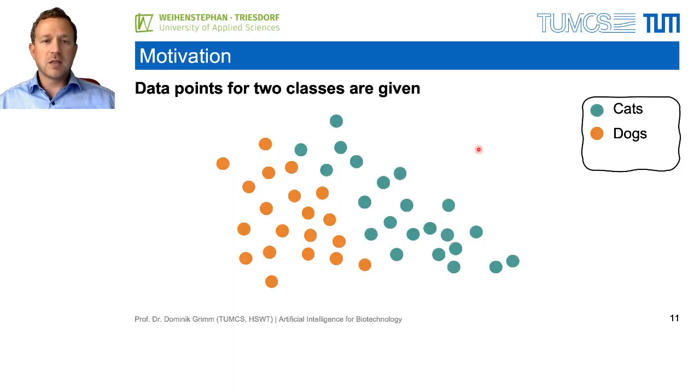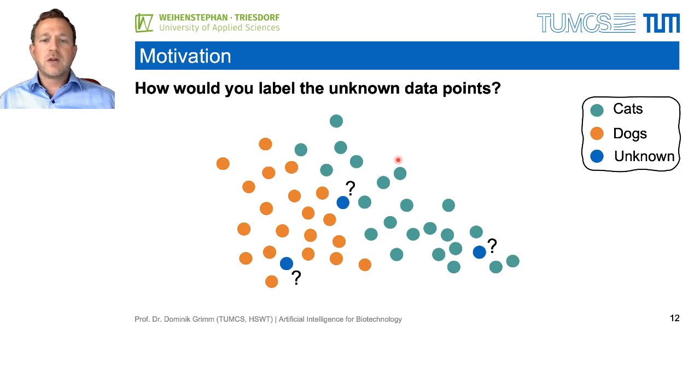So let's motivate this with an example. We have here data points for two different classes. Let's say the orange points are dogs and the green points are cats. So now the question would be, if we have here this blue dot, what is the class of this unknown data point here? Does it belong to the class of dogs or to the class of cats? That's what we would like to find out.